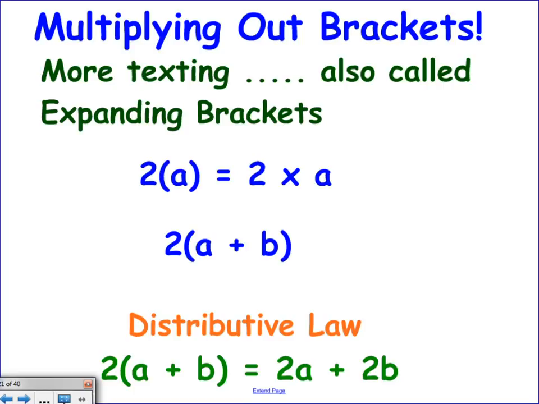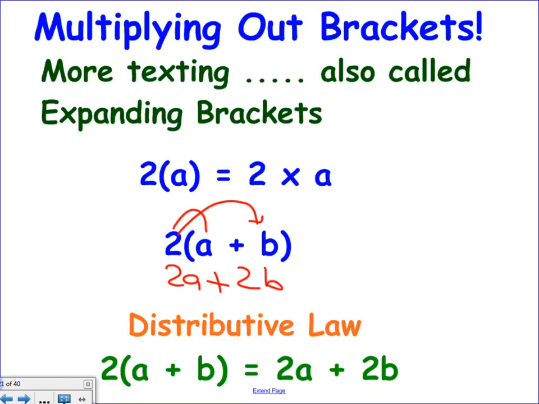No? Let me jog your memories. If it's something in the bracket, it's times by the number before the brackets. Brilliant. Each of the terms inside the brackets, so you've got to split them into terms again, gets multiplied by whatever is outside the brackets. So in mathematics, when 2 is next to a bracket, it means 2 times whatever is inside the brackets. So here, it becomes 2 times a, which is 2a, plus 2 times b.